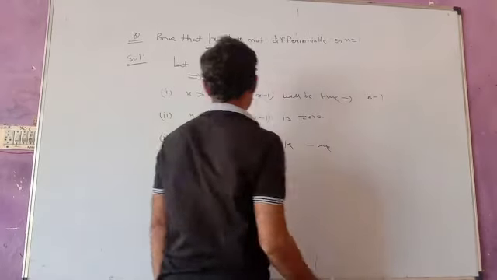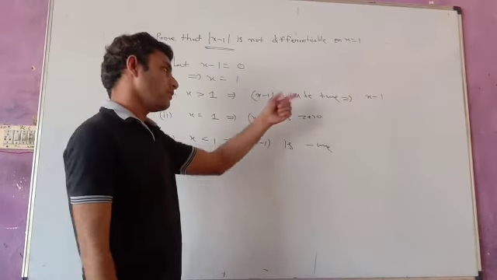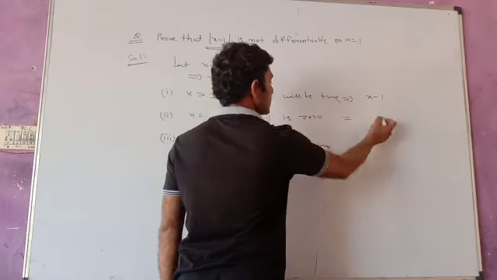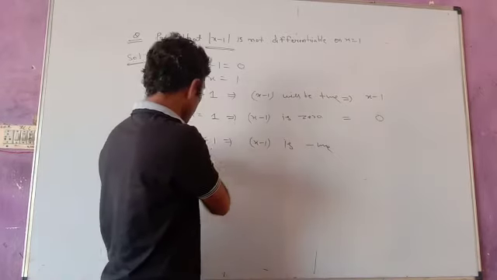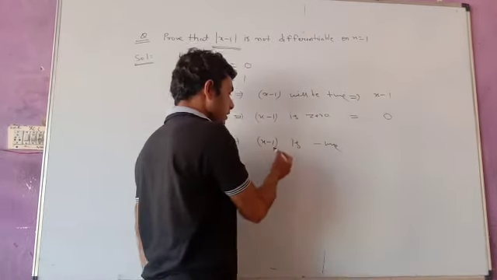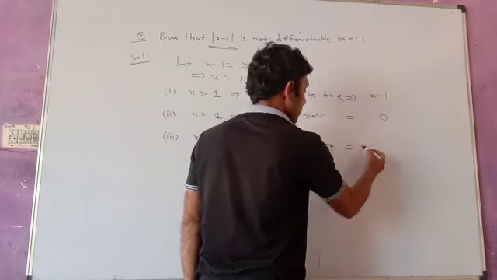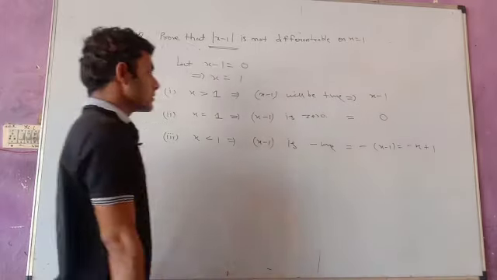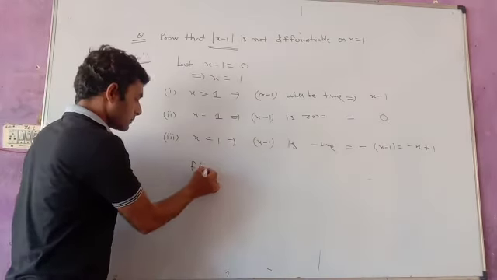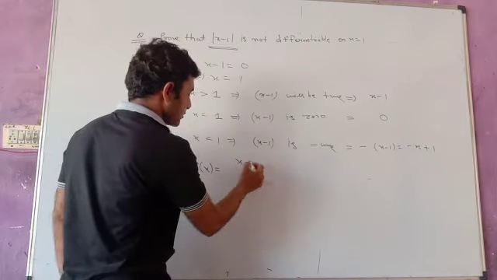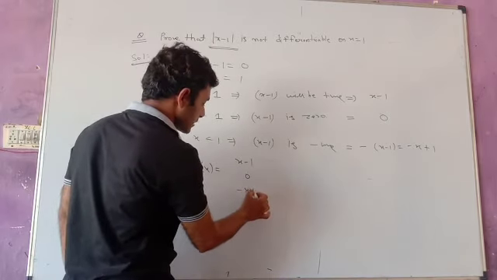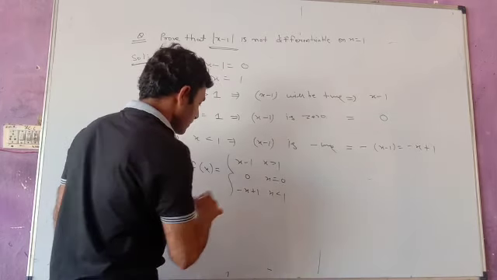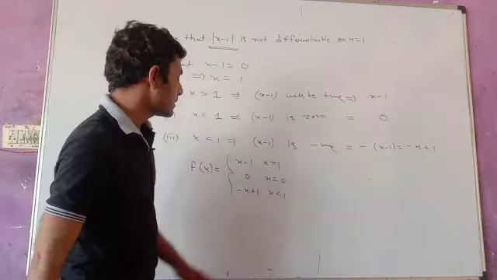So in this case, modulus of x minus 1 will be x minus 1. In this case, the value of modulus of x minus 1 is 0, and when x is less than 1, then the value of x minus 1 is negative. What is the value? Minus of (x minus 1) means minus x plus 1. So our function is x minus 1, 0 and minus x plus 1 when x is greater than 1, when x equals 1, and x less than 1. Now we have to check the differentiability at x equal to 1.